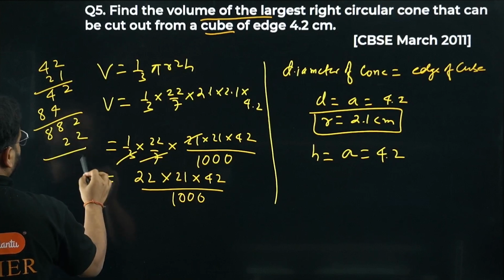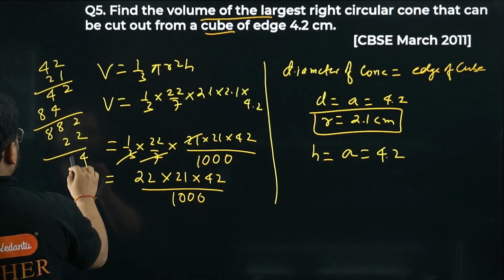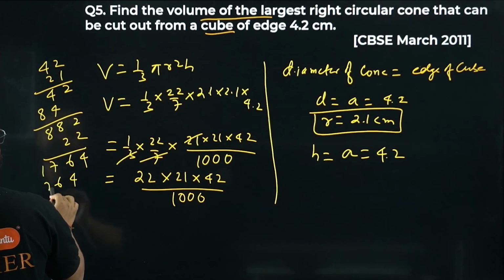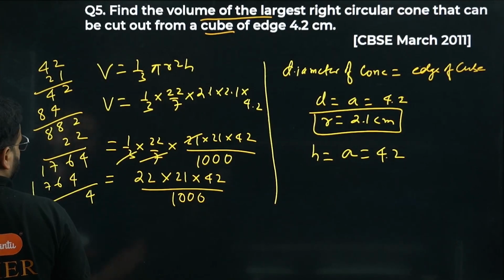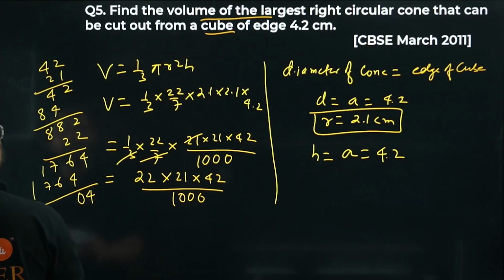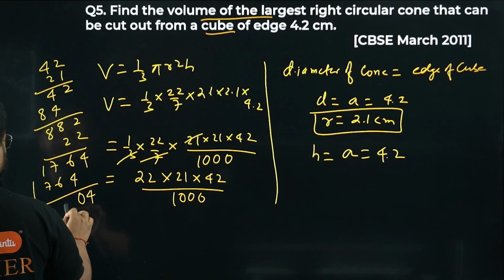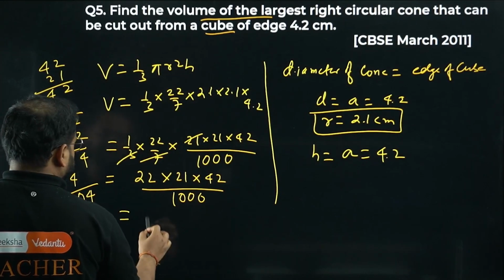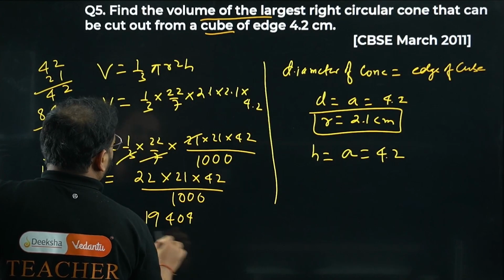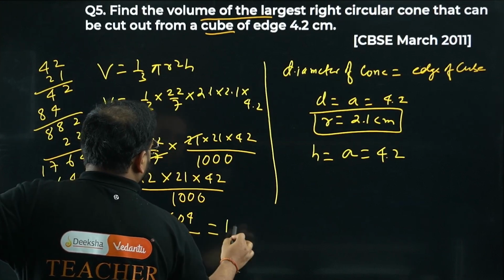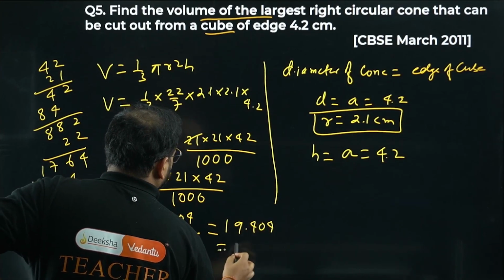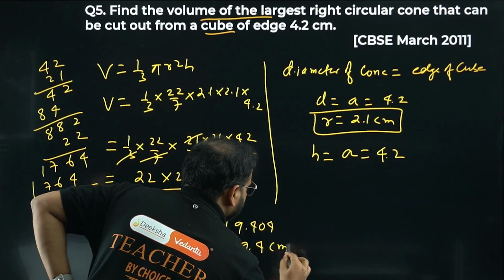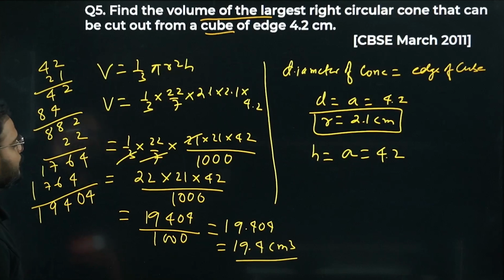Please check this out. 2 2s are 4, 8 2s are 16, then carry is 1, 17. Same thing comes here, 4 6 7 1. So 4 7, plus 6, 6 plus 4 is 10, so 0. And I get 6 plus 7 is 13, plus 1 is 14, 7 plus 1 is 8, and 9 and 1. So what I'm getting, bacha, is 19404 by 1000. How much is that? 19.404. Write it as 19.4. What is this? Volume, right? Centimeter cube.